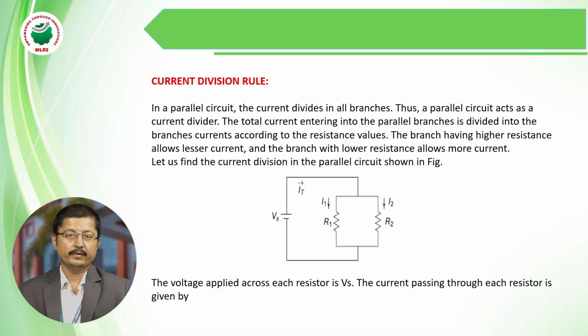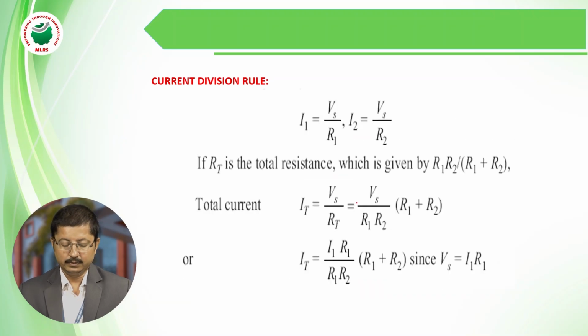Next, coming to the current division rule. Current division is possible only in the case of parallel circuits. In a parallel circuit, the current divides and the voltage will be the same. So we have to derive the branch currents, I1 and I2. According to the current division rule, first we write the expressions for the current flowing into each and every branch, that is I1 and I2.